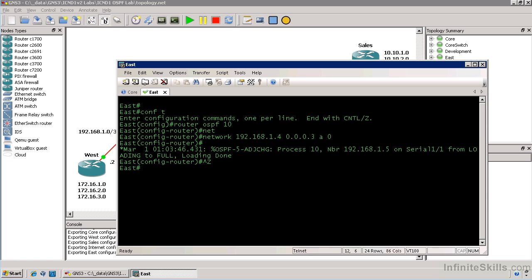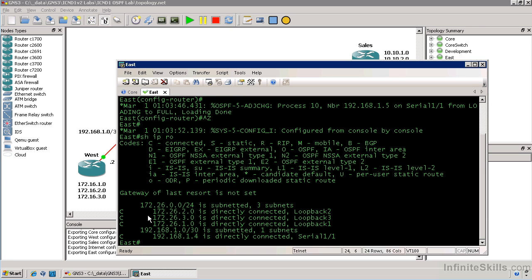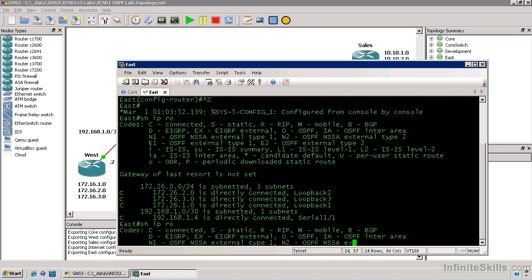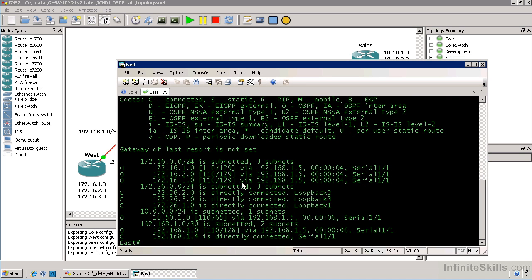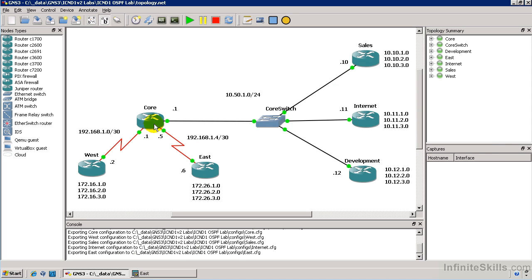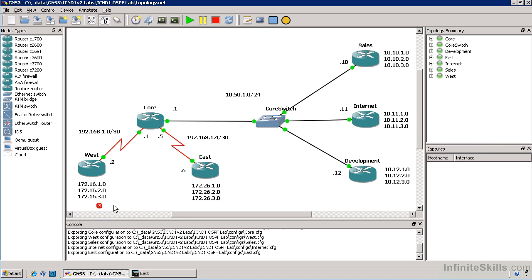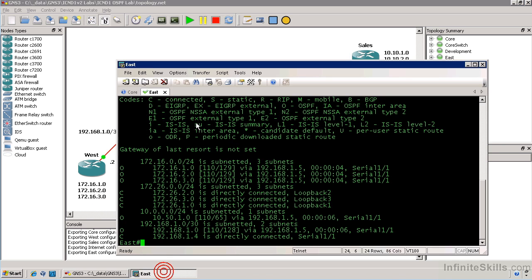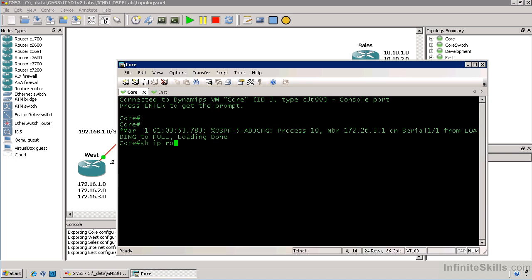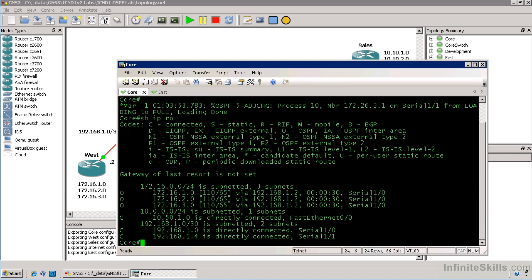So now if we go out to the east router, we do show IP route, we actually should learn about those 172.16 networks from the west router eventually, once I give it a little bit of time, and there they are. From the west router, it's learning it via 192.168.1.5, which is the core router, because this is where this router's routes come from. However, since we have not advertised our 172.26 networks from the east, if we go back to core, we do show IP route up here, we do not learn about the 172.26 networks.